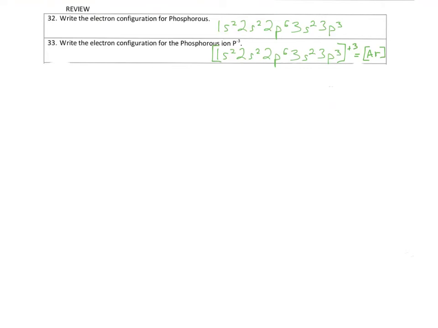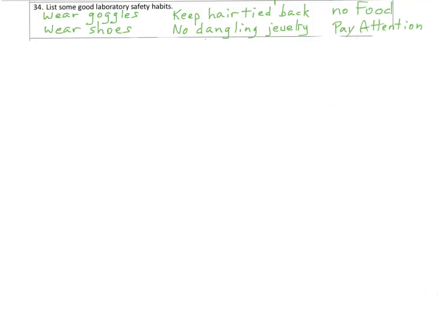As an ion, phosphorus will pick up 3 additional electrons, thus the charge of -3. And when it does that, it then has the same configuration as the element argon, which is a noble gas. There's a question about good lab safety habits. I know that you're familiar with good lab safety habits at this point, so just list a few.